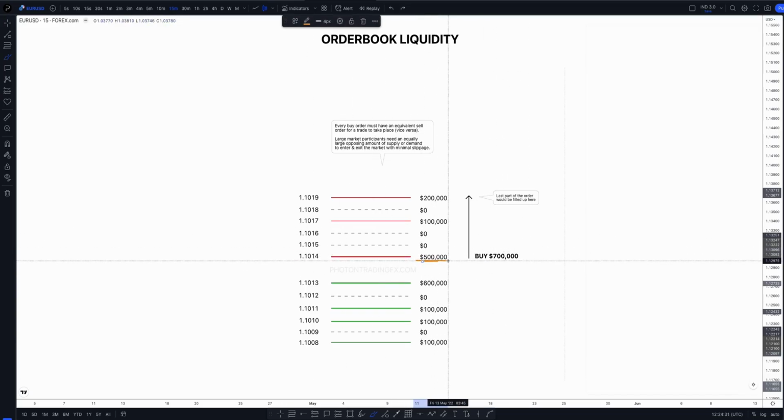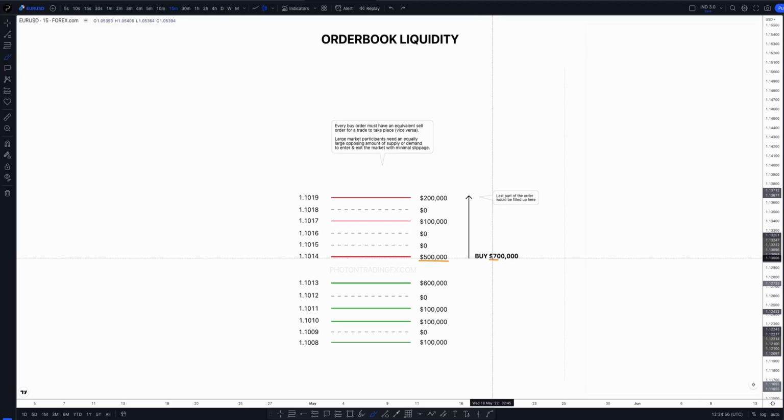There's only 500,000 worth of volume being sold at the nearest price level. So if you were to hit a market buy, you would instantly fill that up. Then your broker is going to look for the remaining 200,000 of your order. What's it going to do? It's going to skip this level because there's no one there. It's going to skip this level because there's no one there. It's going to hit that and absorb that 100. So now you've got 600,000 filled.